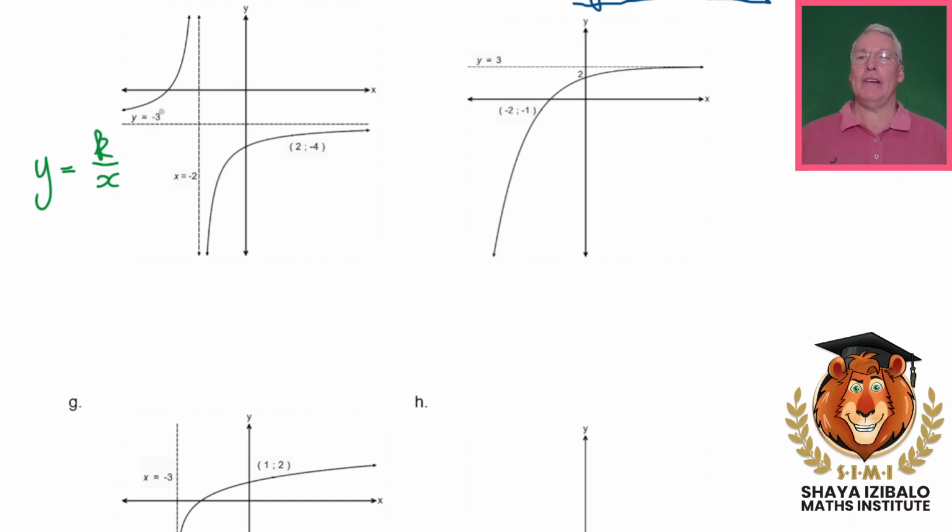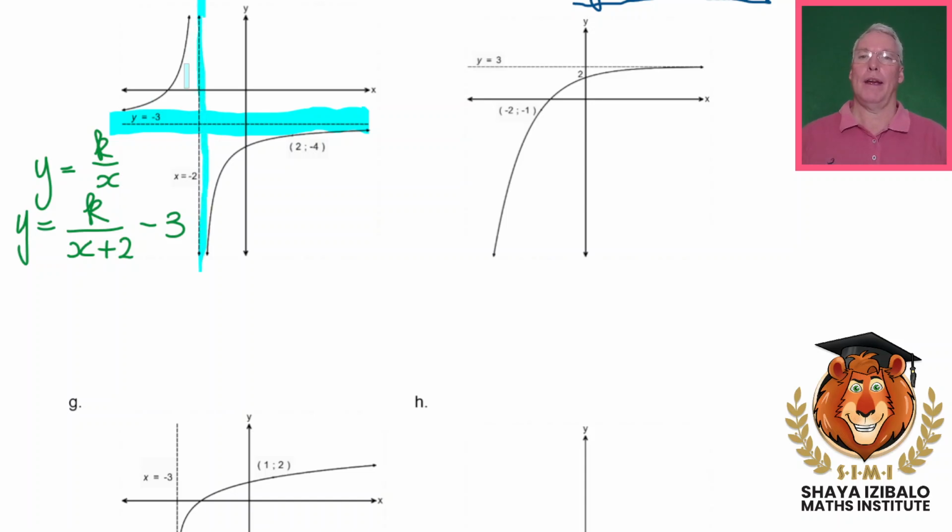This graph is actually the normal graph, it's k over x, but it's been moved 2 to the left and 3 down. Now, how are we going to move it 2 to the left? What are we going to do? We're going to add 2 to the x. How are we going to move it 3 down? We're going to subtract 3 at the back. Every single hyperbola with those asymptotes has that equation.